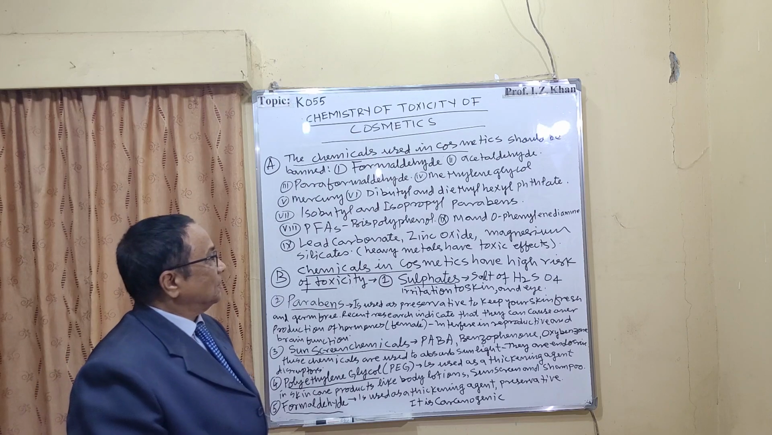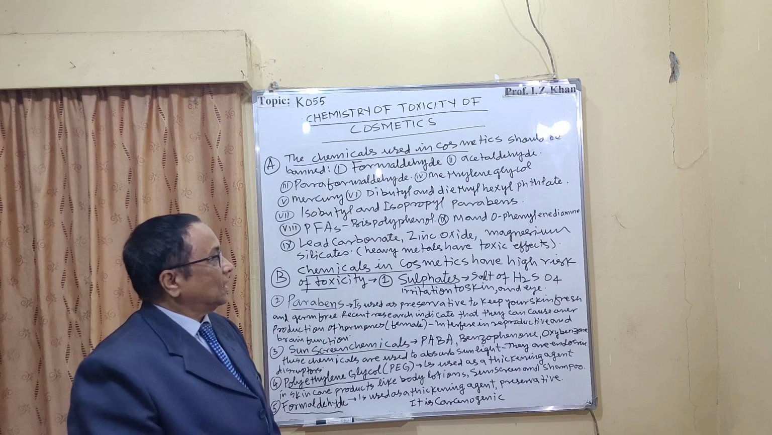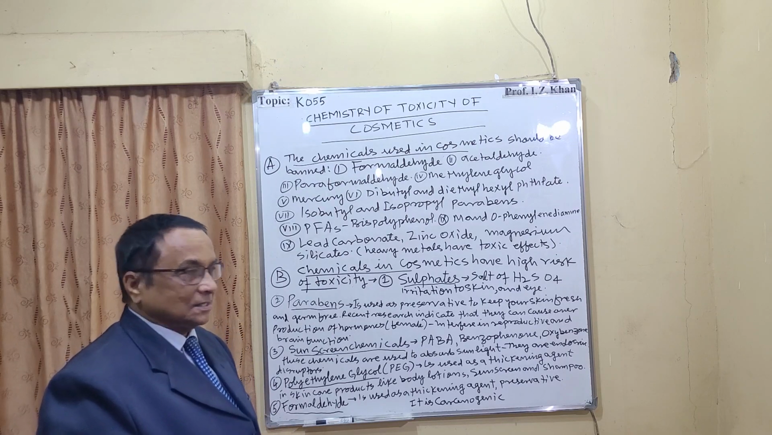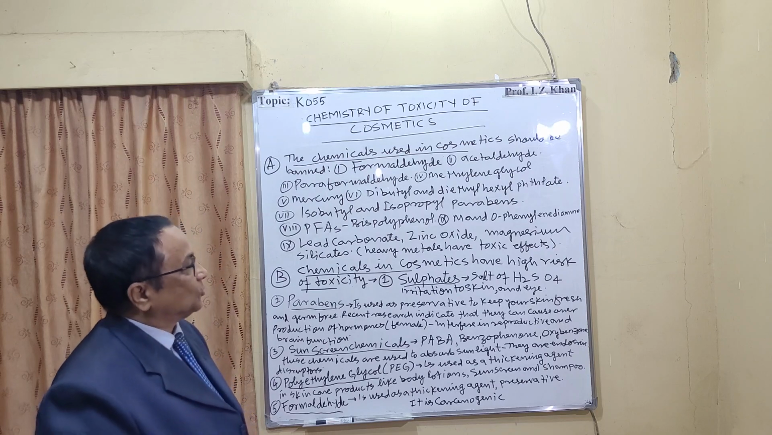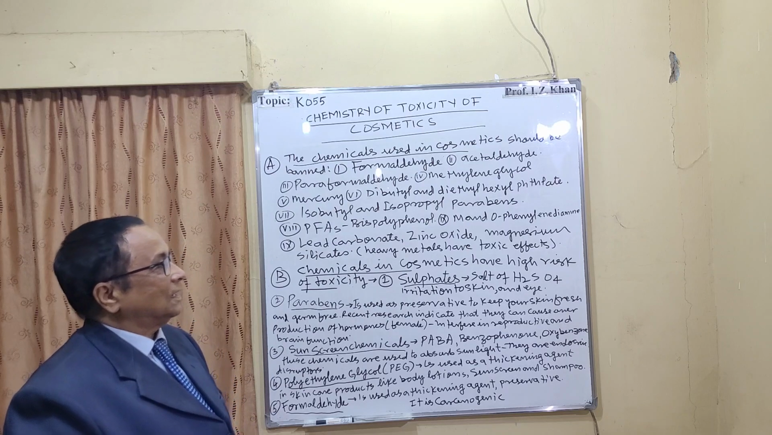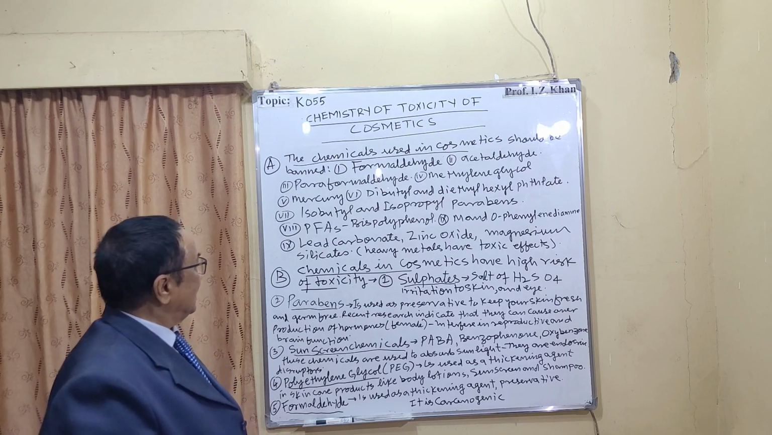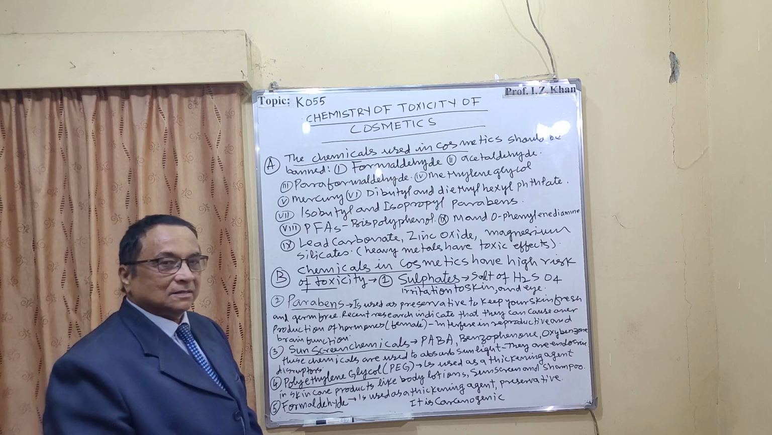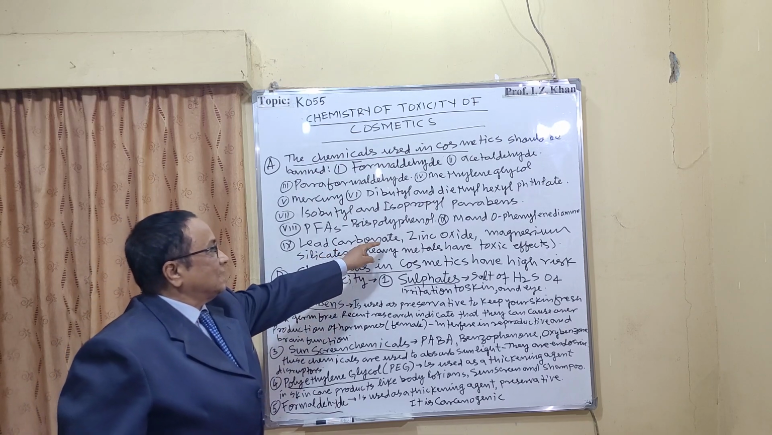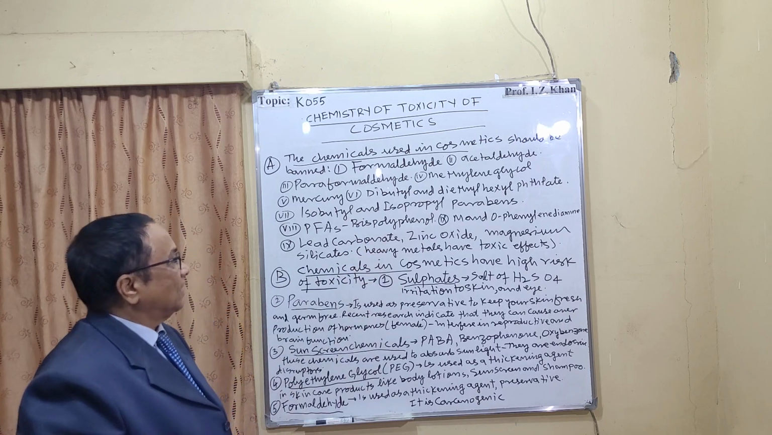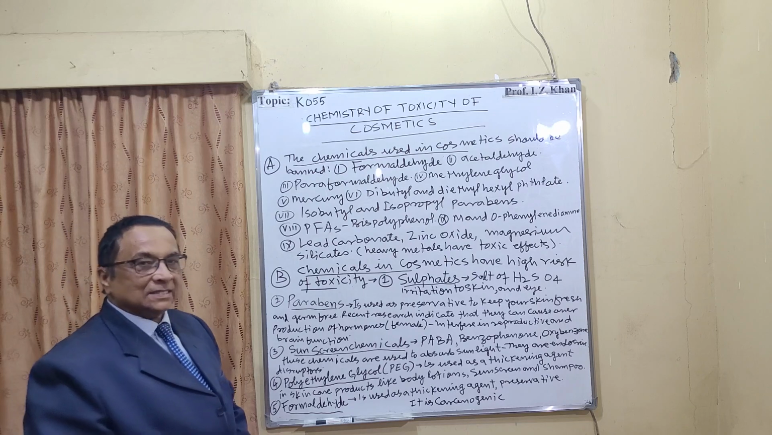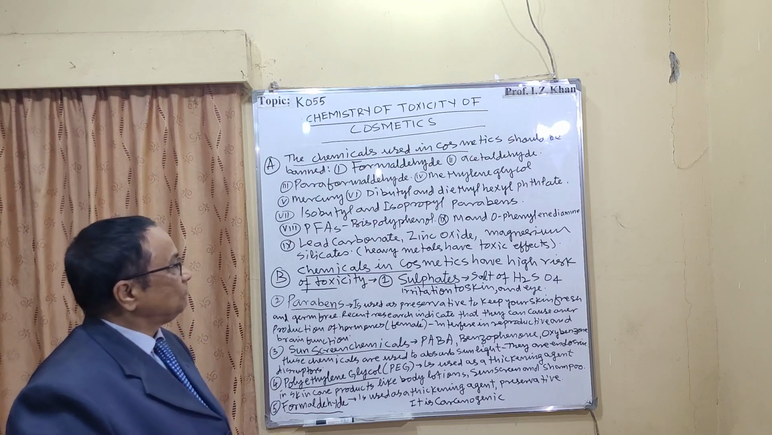Then meta and ortho phenylenediamine, that is, at the meta and ortho positions, phenyl diamine. Then number nine is lead carbonate and zinc oxide. Lead carbonate means that with it there is lead hydroxide also, and that one gives a very good shining white color. Zinc oxide is also white in color.